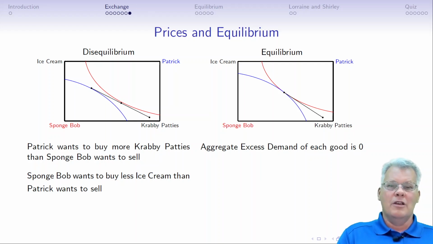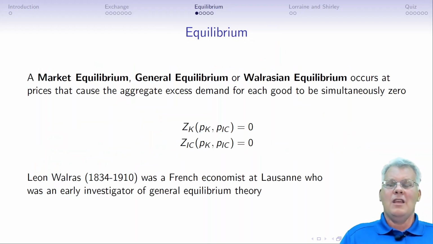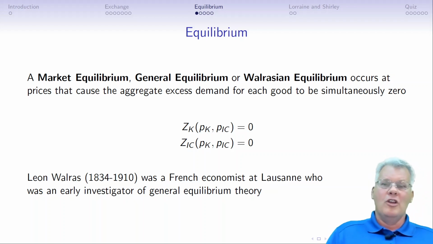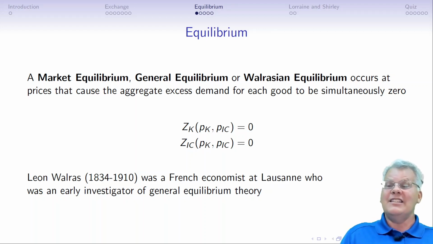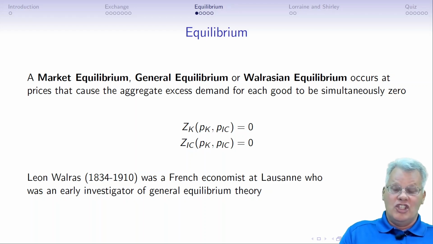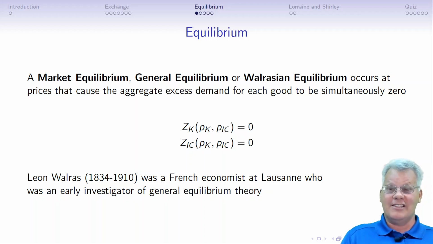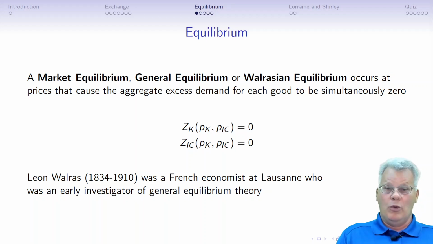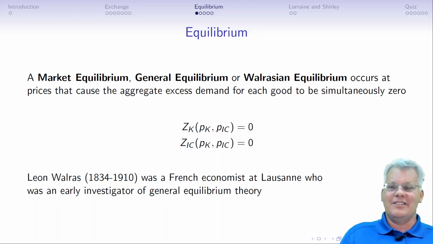So at this equilibrium point, aggregate excess demand for both Krabby Patties and ice cream is equal to zero. So the quantities that each person wants to buy are exactly equal to the quantities that each person wants to sell. And we have equilibrium. Okay. So to talk more about equilibrium, we could call this a market equilibrium, or since this is a general equilibrium model, remember a general equilibrium, in contrast to a partial equilibrium, is where we have multiple markets simultaneously clearing. So this would be thought of as a general equilibrium or a Walrasian equilibrium. So these are all synonyms. They're different words that economists use to describe the same concept.